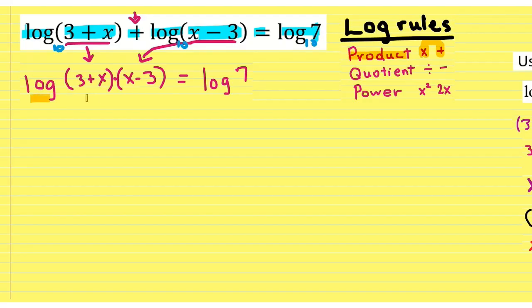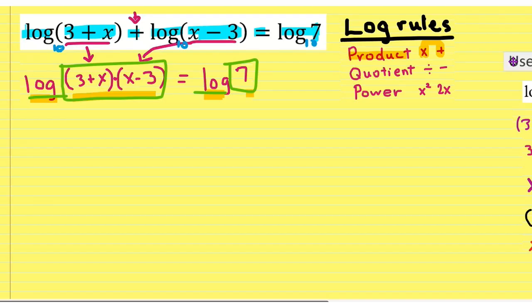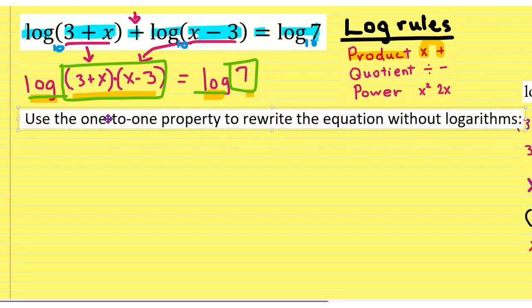We need to recognize that I have log of something equal to log of something. Particularly, it's log base 10 of something and log base 10 of something, and it could be any log. It could be log base 3 and log base 3. But if I do have the same log and the same log, then that means that these two arguments will be equal to each other. So this means that we are using the one-to-one property to rewrite the equation without the logarithms.